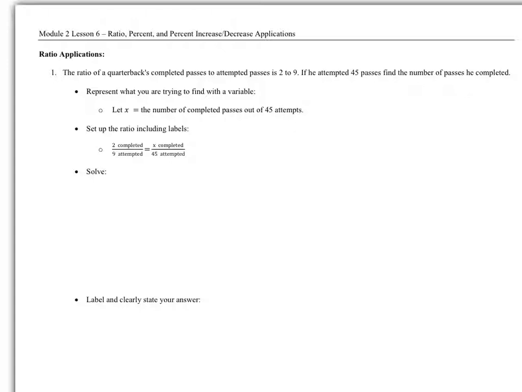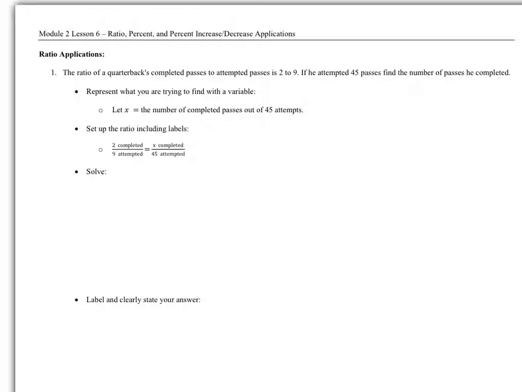And in number 1, we're given that the ratio of a quarterback's completed passes to attempted passes is 2 to 9. If he attempted 45 passes, find the number of passes he completed. So looking at this in just a couple of steps, what we want to start with is represent what we are trying to find with a variable. In this problem, the unknown is the number of completed passes out of 45 attempts. So we're going to let x equal that, the number of completed passes out of 45 attempts.